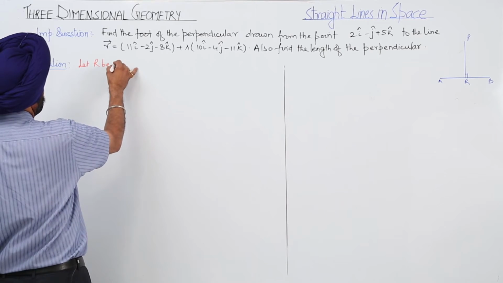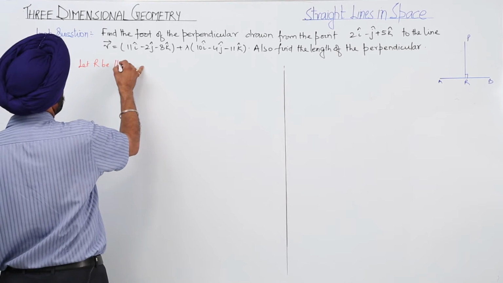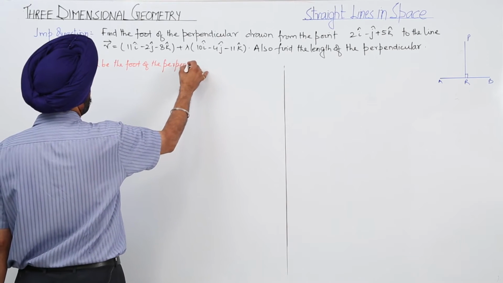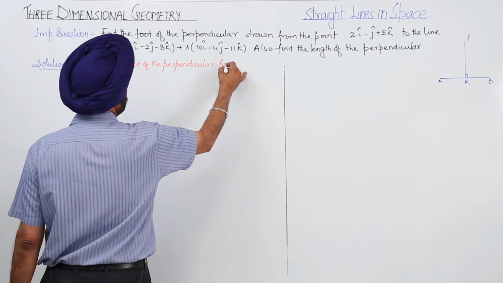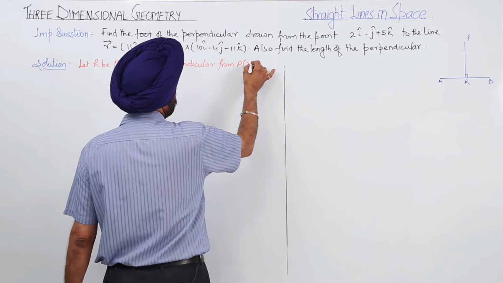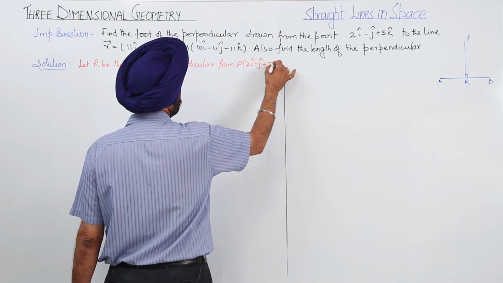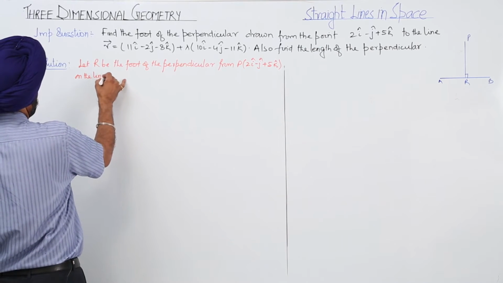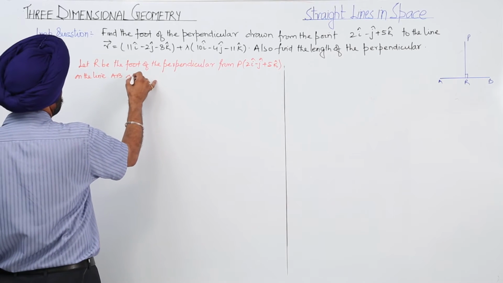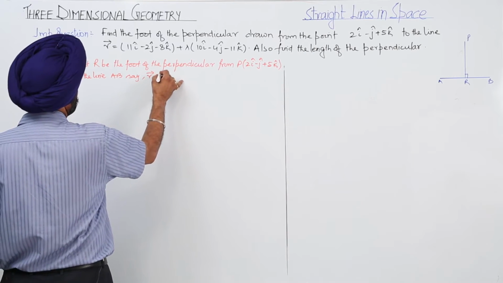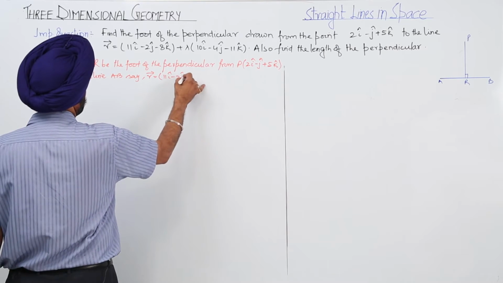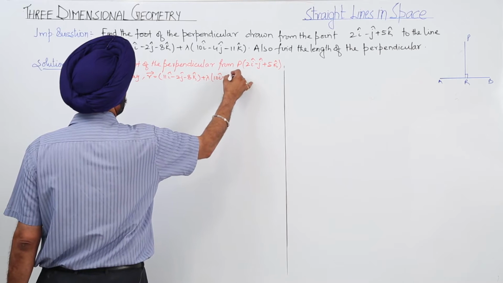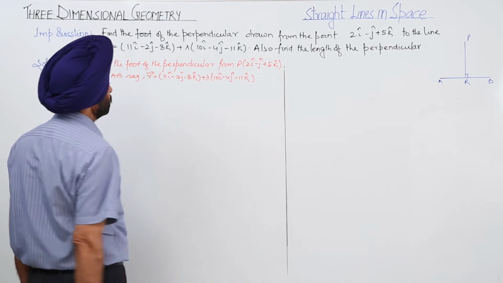Now let capital R be the foot of the perpendicular from point P, 2i cap minus j cap plus 5k cap, on the line AB, say vector r is equal to 11i cap minus 2j cap minus 8k cap plus lambda times 10i cap minus 4j cap minus 11k cap, the vector equation.